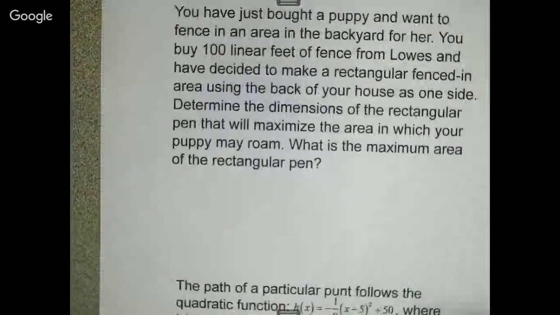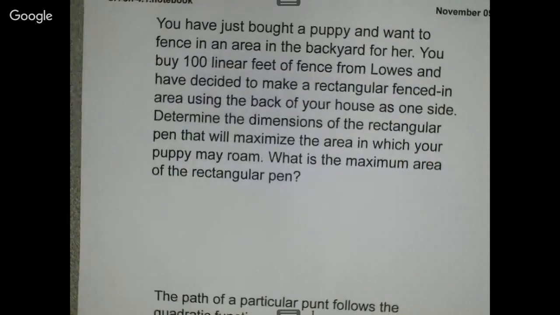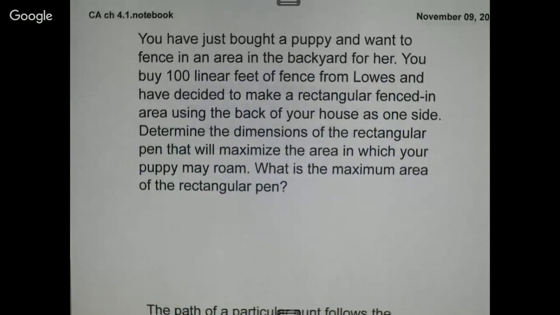Okay, so you just bought a puppy and you want to fence in an area in your backyard for her. You buy 100 linear feet of fence from Lowe's. Now decide to make a rectangular fenced area in a backyard attached to the house. Determine the dimensions of the rectangular pen that will maximize the area in which your puppy may roam. What is the maximum area of the rectangular pen?